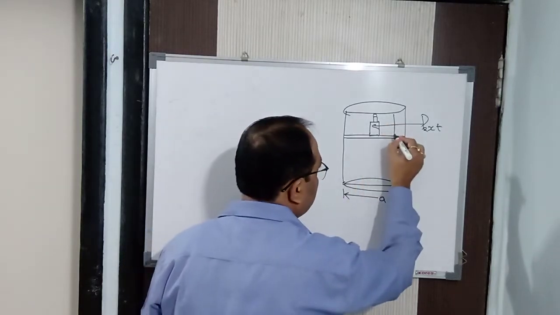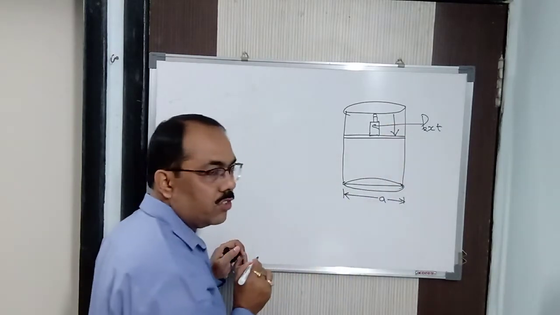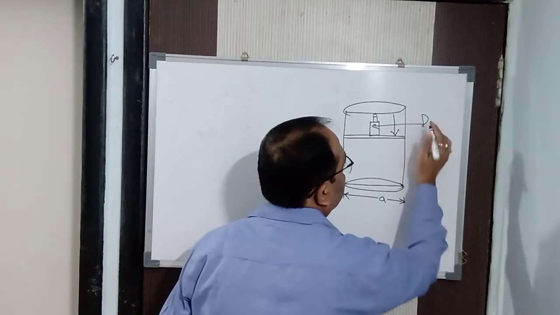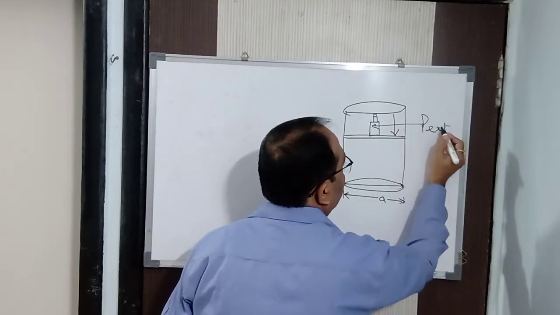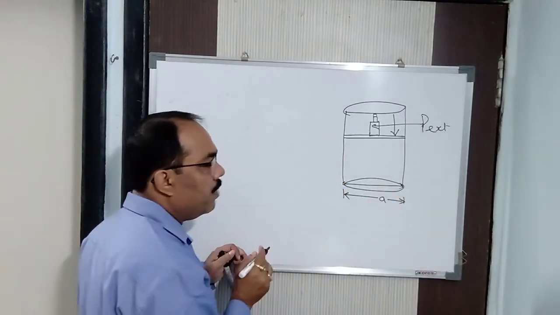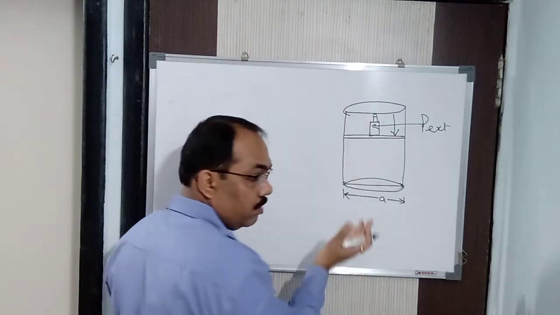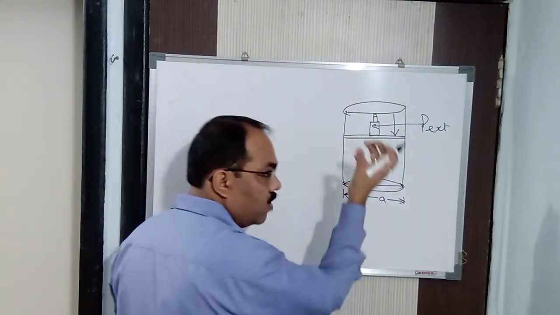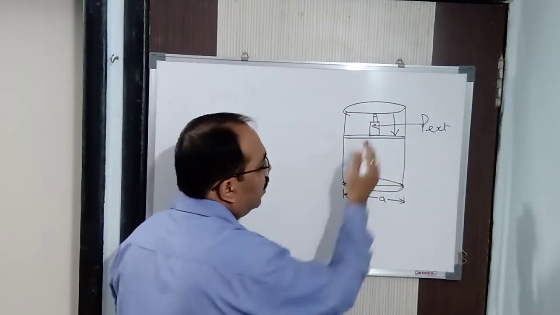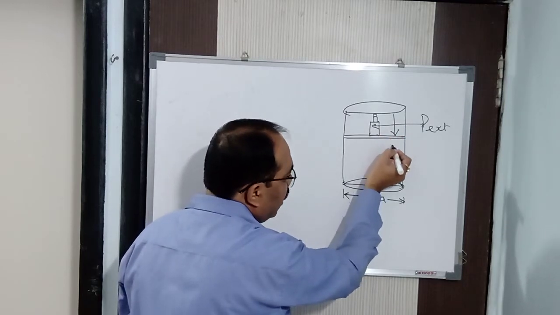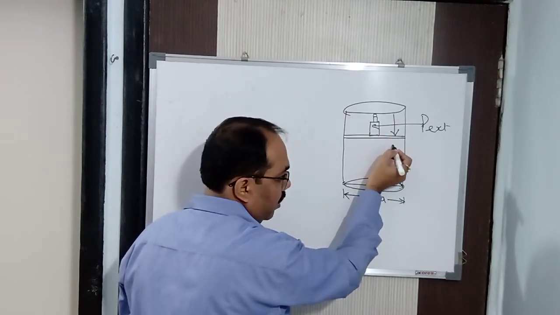This external pressure is applied in this direction. So this is your P external. Let me write it very clearly. So when I apply some external pressure, it's not a huge pressure, a small pressure I'm going to apply, then this is going to come down slightly.